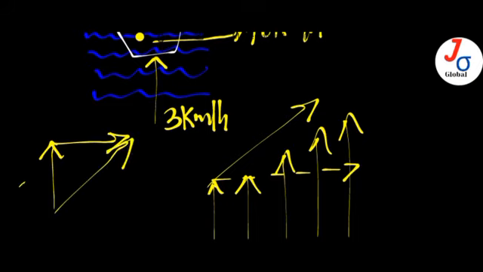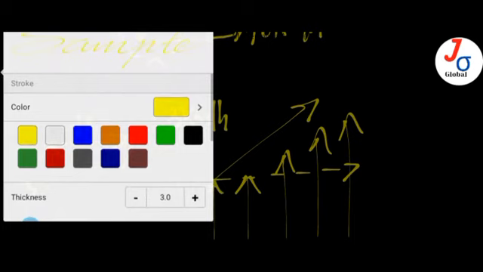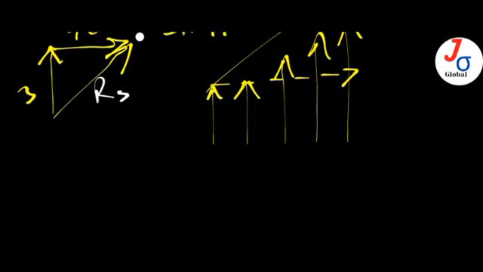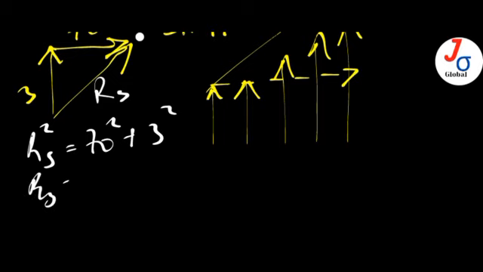So this is 3 and this is 70. What is the speed along this side? Using your knowledge of the Pythagorean theorem, which you should be familiar with, let's call this the relative speed, Rs. Rs squared equals 70 squared plus 3 squared, according to the Pythagorean theorem, because Rs is the hypotenuse. 70 squared is 4,900, plus 9.